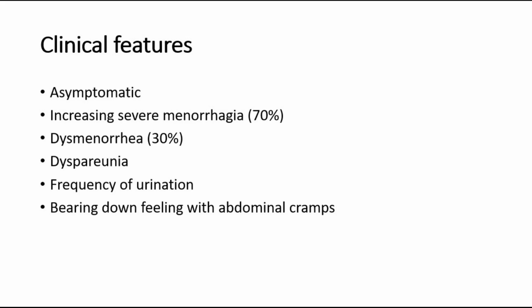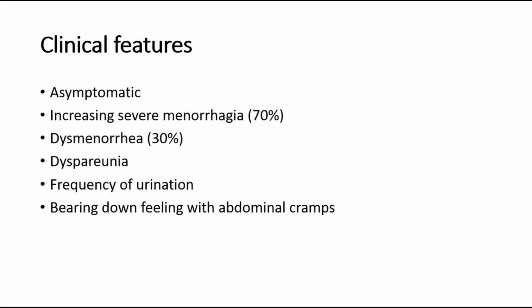For clinical features, the individual may be asymptomatic, where the adenomyosis is diagnosed on a hysterectomy specimen, which was done for a different indication. Other signs and symptoms include increasing severe menorrhagia, which is seen in around 70% of the cases. This menorrhagia is due to an increase in surface area due to enlarged uterus, or due to increased vascularity to support the enlarged uterus, or impaired contraction due to glandular tissue in the myometrium. And there is also possible association with endometrial hyperplasia.